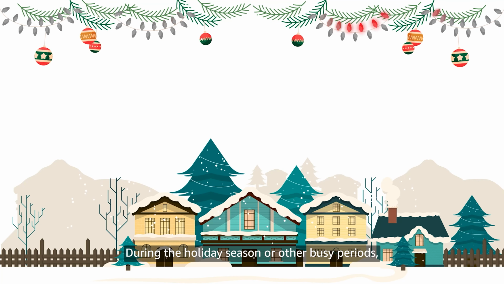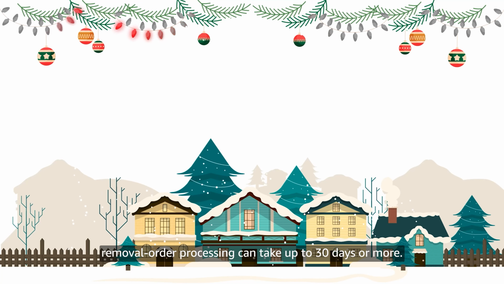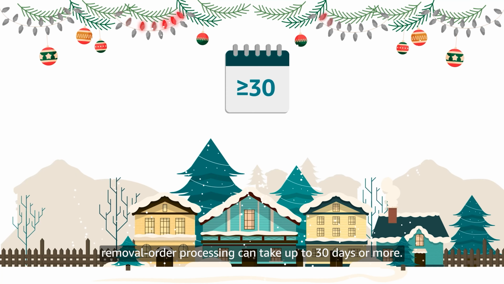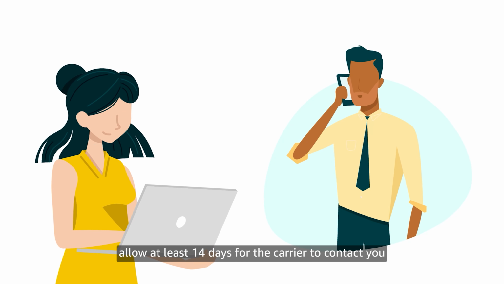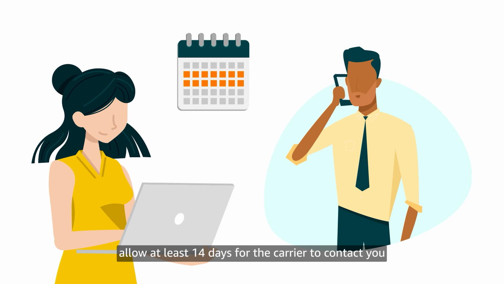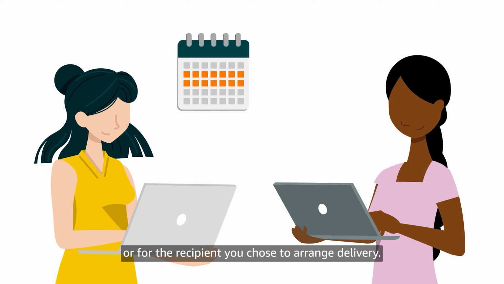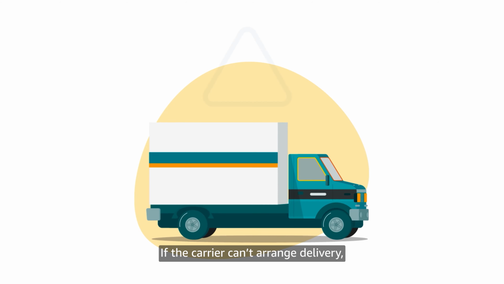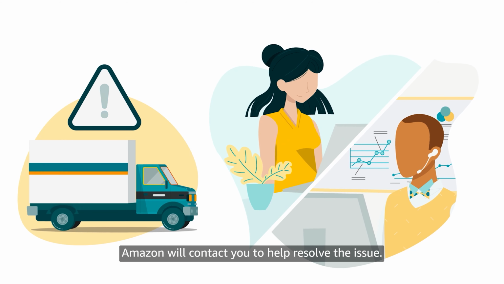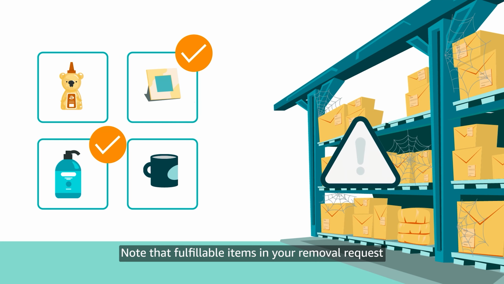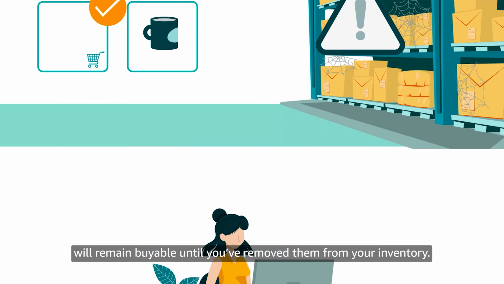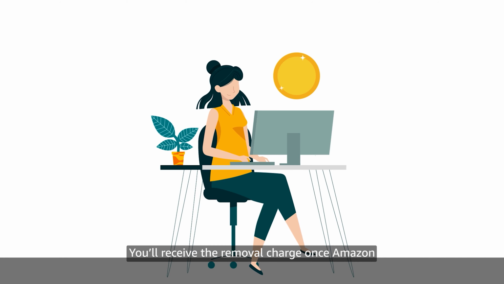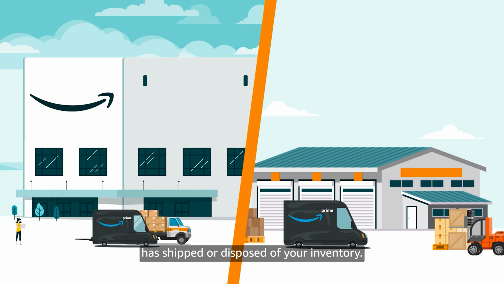Fulfillment centers typically process non-liquidation removal orders within 10 to 14 business days. During the holiday season or other busy periods, removal order processing can take up to 30 days or more. After a carrier has picked up your removed inventory, allow at least 14 days for the carrier to contact you, or for the recipient you choose to arrange delivery. If the carrier can't arrange delivery, Amazon will contact you to help resolve the issue. Note that fulfillable items in your removal request will remain viable until you've removed them from your inventory. You'll receive the removal charge once Amazon has shipped or disposed of your inventory.